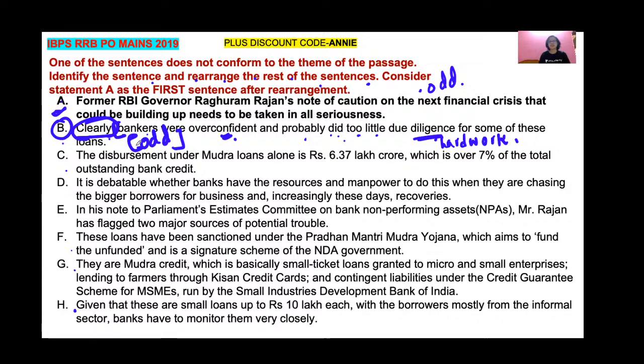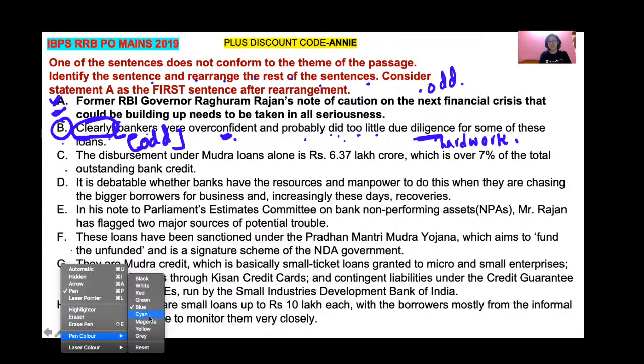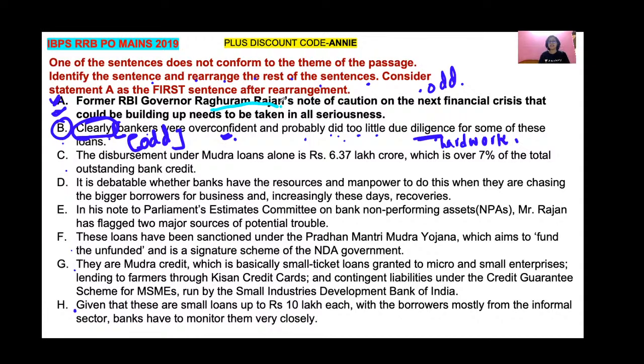Okay, ठीक है. Now the question becomes easy because the first sentence is given. A is the first sentence. Former RBI Governor Raghuram Rajan's note of caution. So Raghuram Rajan gives a warning that financial crisis is going to come and we need to take it very seriously. That is what Mr. Raghuram Rajan is trying to say. So here you see Raghuram Rajan is saying this, and if you look at this sentence E, in Raghuram Rajan's note to Parliament's Estimates Committee on Banks Non-Performing Assets, Mr. Rajan has flagged two major sources of potential trouble.